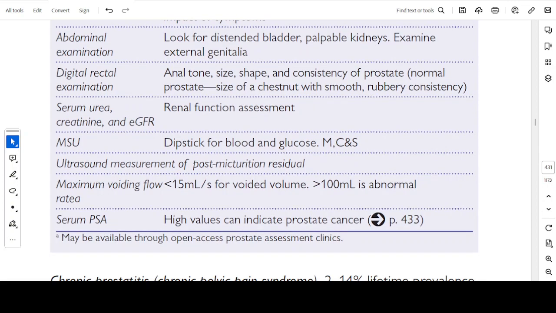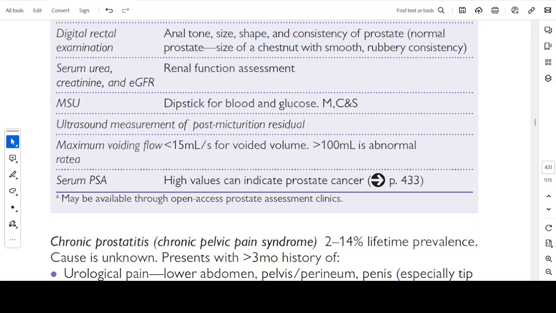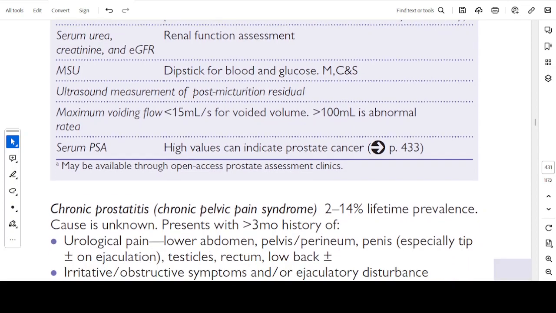Serum urea, creatinine and eGFR for renal function assessment. MSU, a dipstick for blood and glucose, and microscopy, culture and sensitivity. Ultrasound measurement of post-micturition residual urine. Maximum voiding flow less than 15 ml per s for a voided volume more than 100 ml is abnormal.